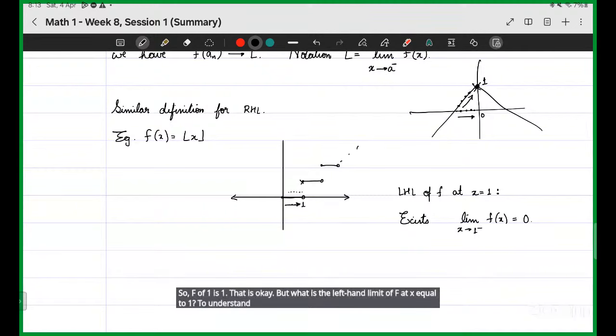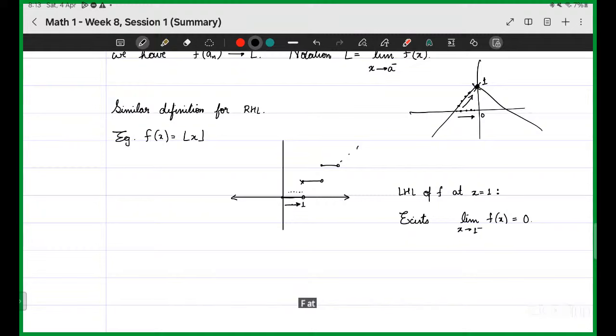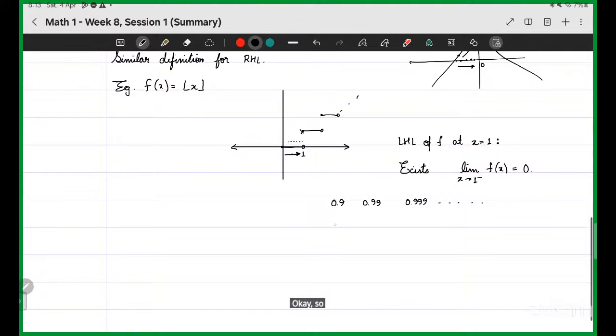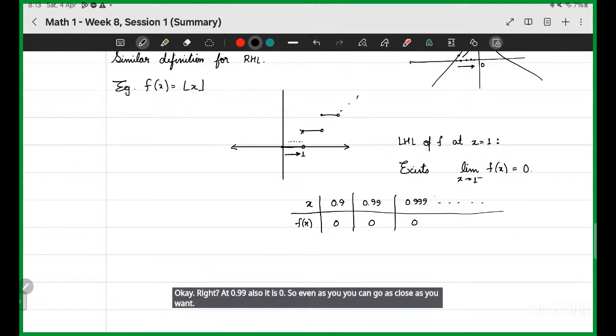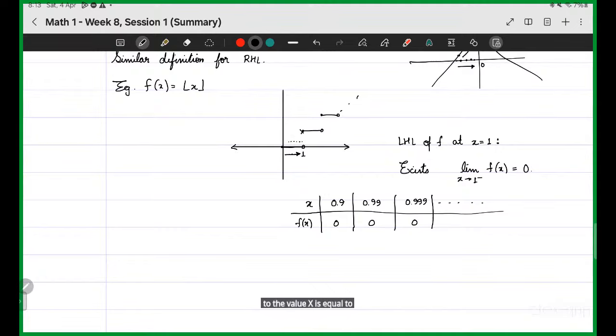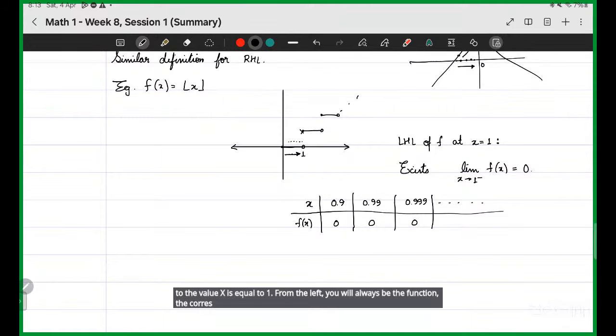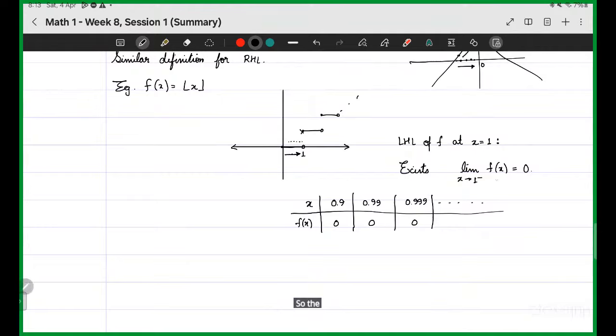To understand what the left-hand limit of f at x equal to 1 is, you have to look at points strictly to the left of 1. Let's say you take something like 0.9, 0.99, 0.999, and so on. At 0.9, what is the value of the function? 0. At 0.99 also it is 0. Even as you go as close as you want to x equal to 1 from the left, the corresponding function value will always be 0. So the limit of the function as you approach 1 from the left is actually equal to 0.